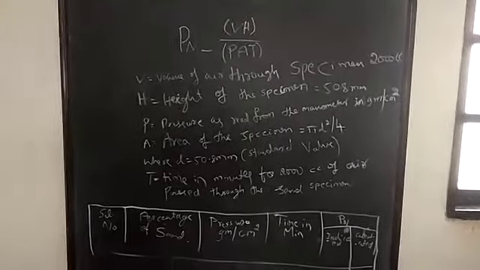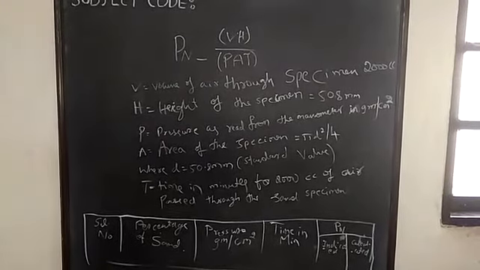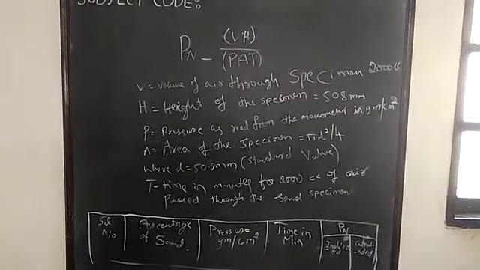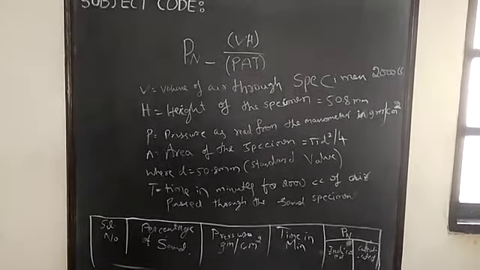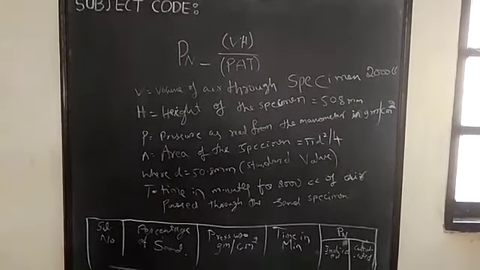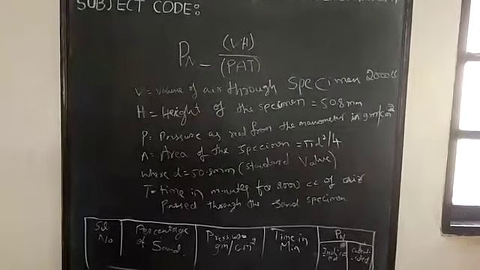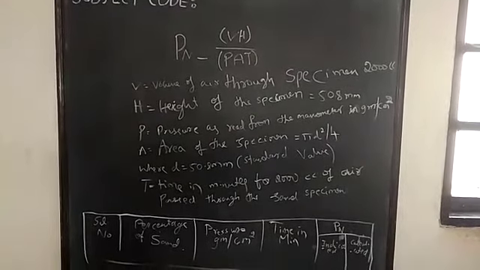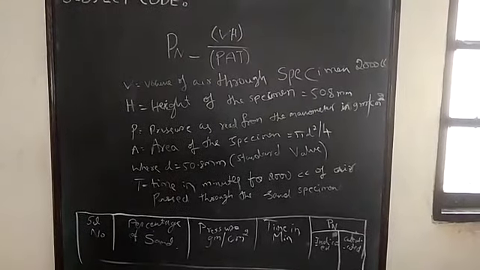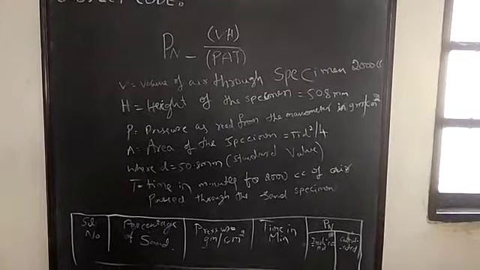And as we have the tabular column below, we can take the average of 3, or we can do it 5 times and take an average of 5. The first column is the serial number, that is how many times we are going to conduct the experiment. The second column is the amount of sand, which we are going to measure in grams, then the pressure which we get from the manometer, and the time taken to allow 2000 cc of air through the sand specimen.